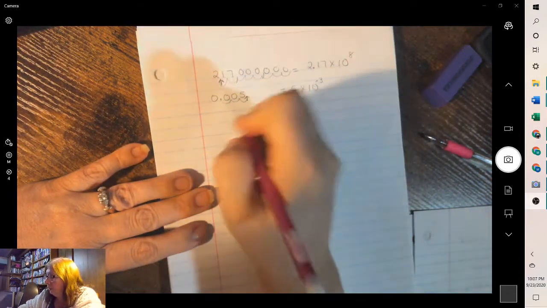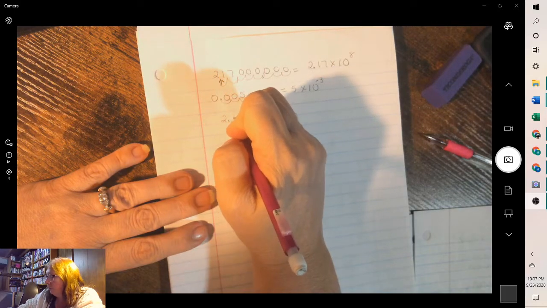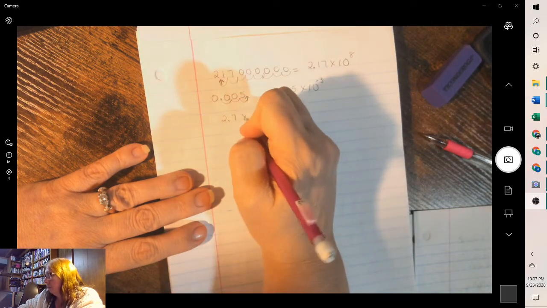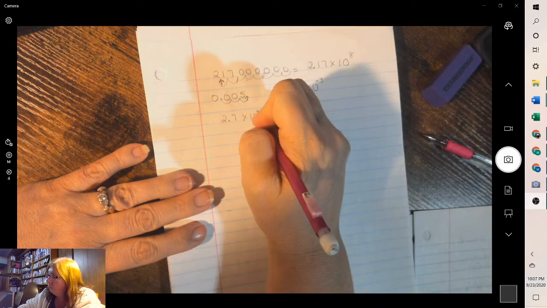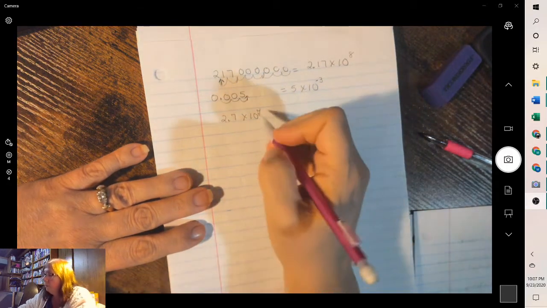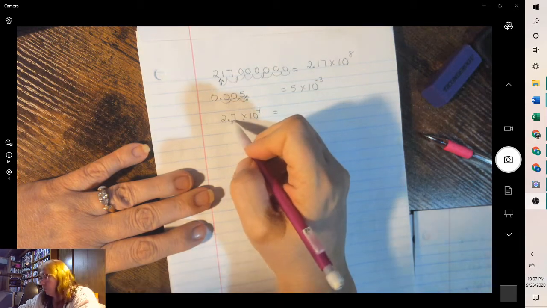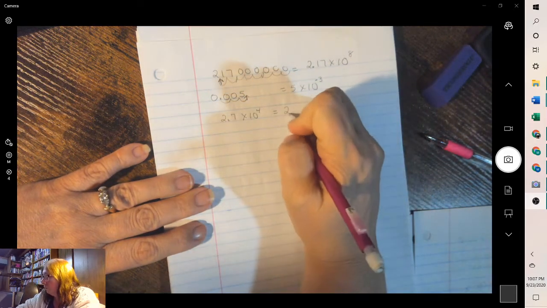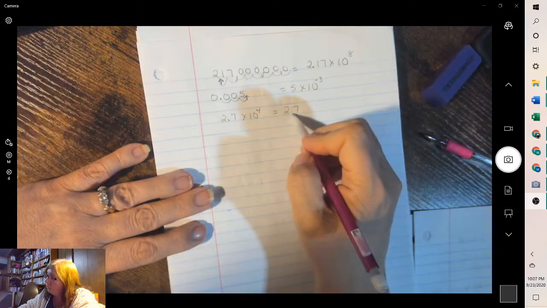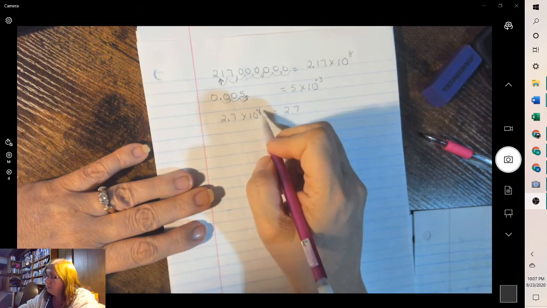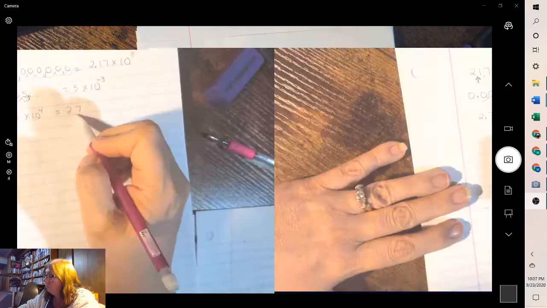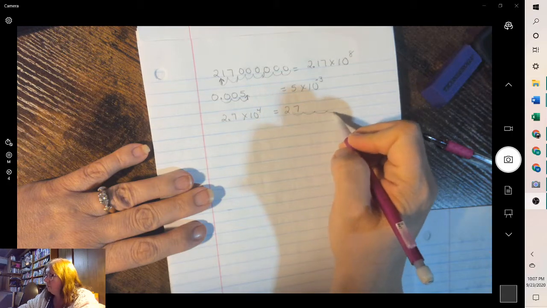Let's try going the other way. If we had 2.7 times 10 to the 4th. The 4 is positive, so that means our number is getting bigger. So we're going to go 4 decimal places to the right, because this is getting bigger. 1, 2, 3, 4.